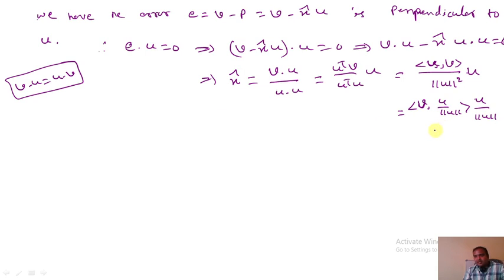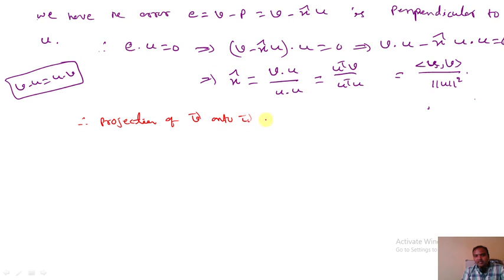This is x hat, not projection. Okay, I'm taking this u extra. Okay, this one. See, therefore the projection of v onto u is p equal to, sometimes the notation is written as projection.